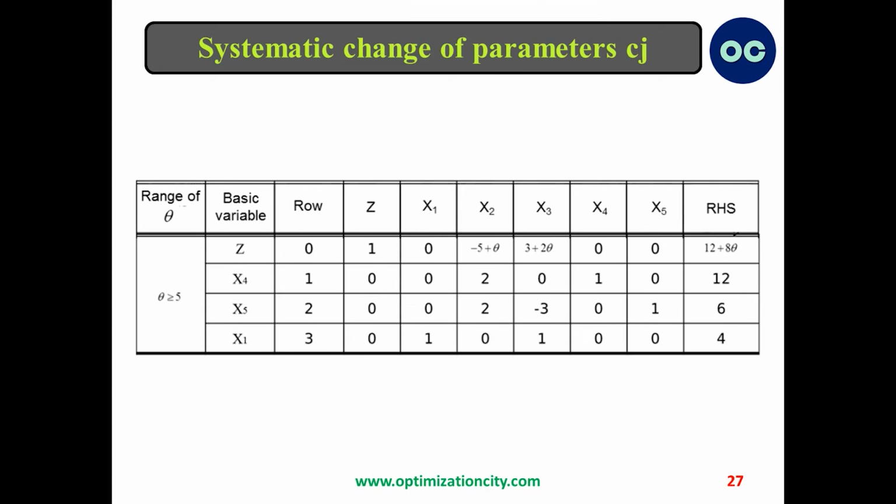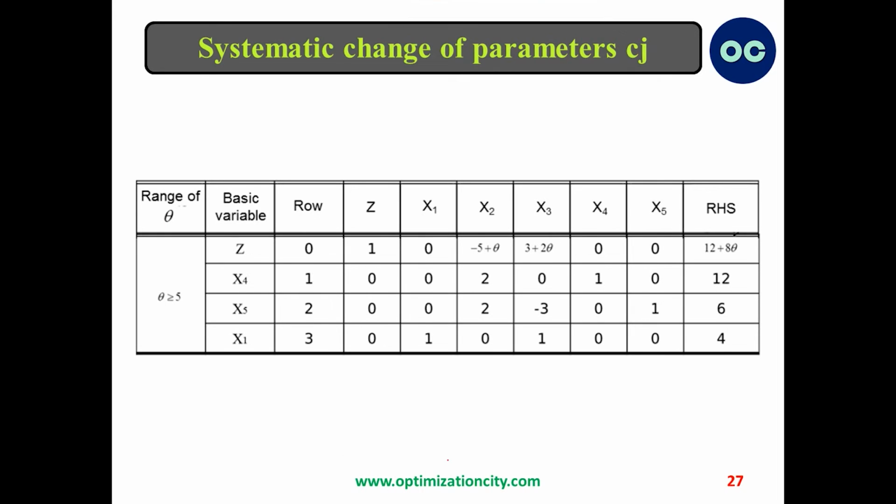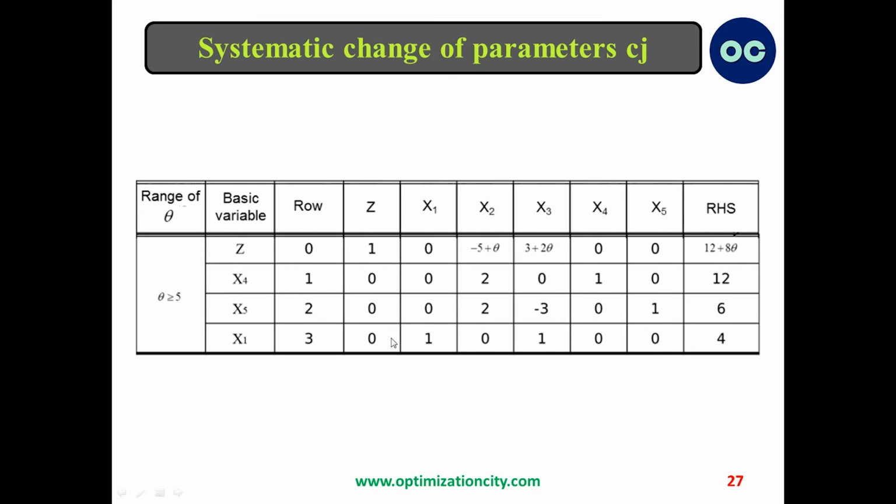as follows. So if theta becomes greater than 5, we choose x5 as the incoming basic variable, and a new optimal solution is obtained using the simplex method. The updated simplex table with x5 entering the base and x2 leaving the base, determined by the ratio test, is as follows. As seen here, as we increase theta beyond 5, we have this table.